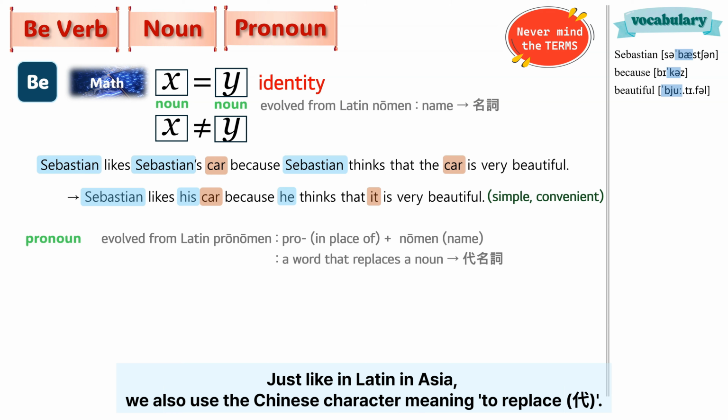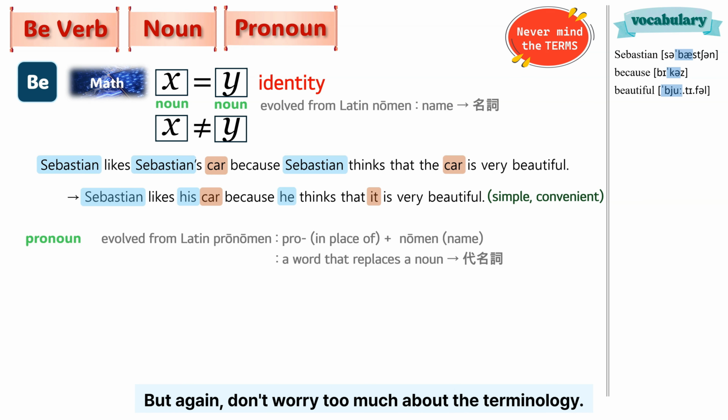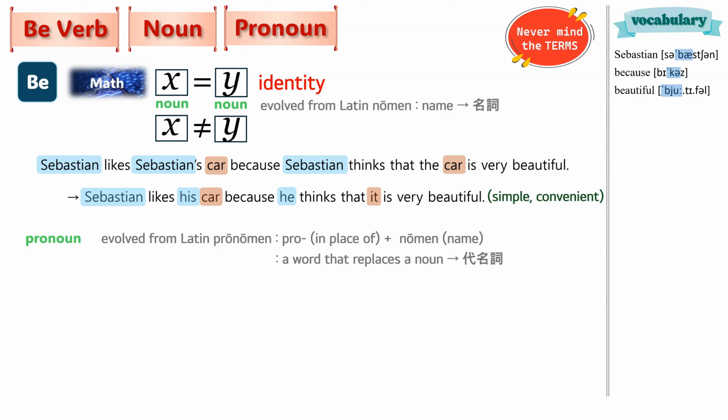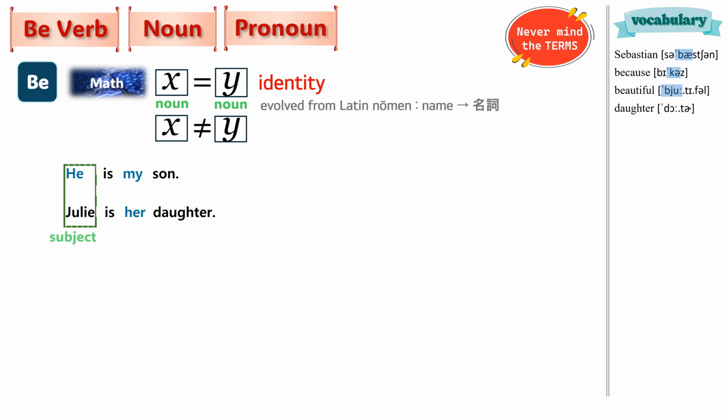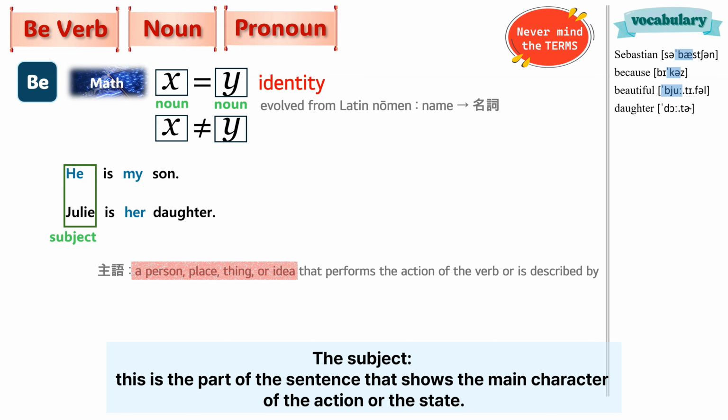Just like in Latin, in Asia we also use the Chinese character meaning "to replace." But again, don't worry too much about the terminology. Now I want to introduce something very important, something that will probably stay with you your whole life. The subject. This is the part of the sentence that shows the main character of the action or the state.